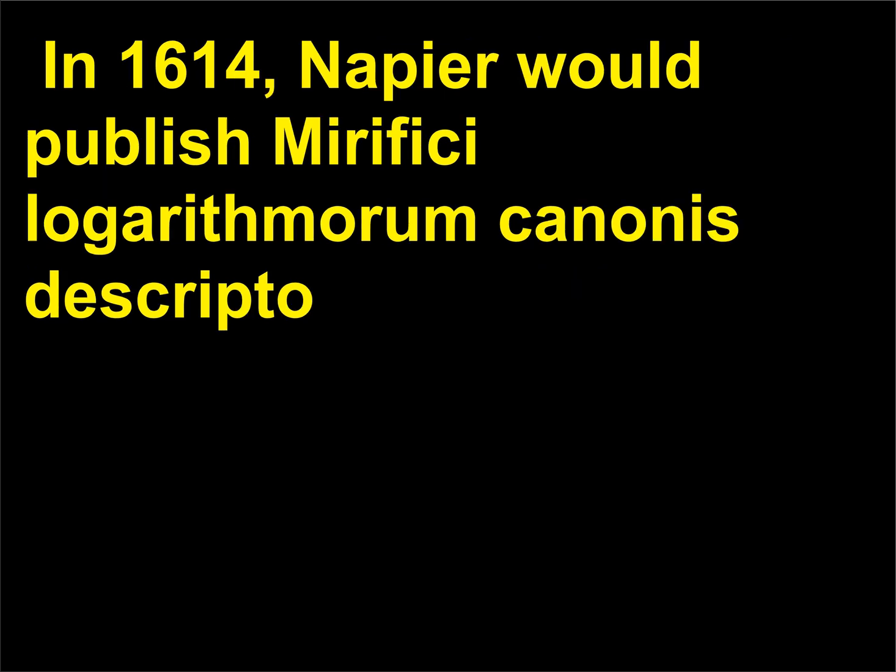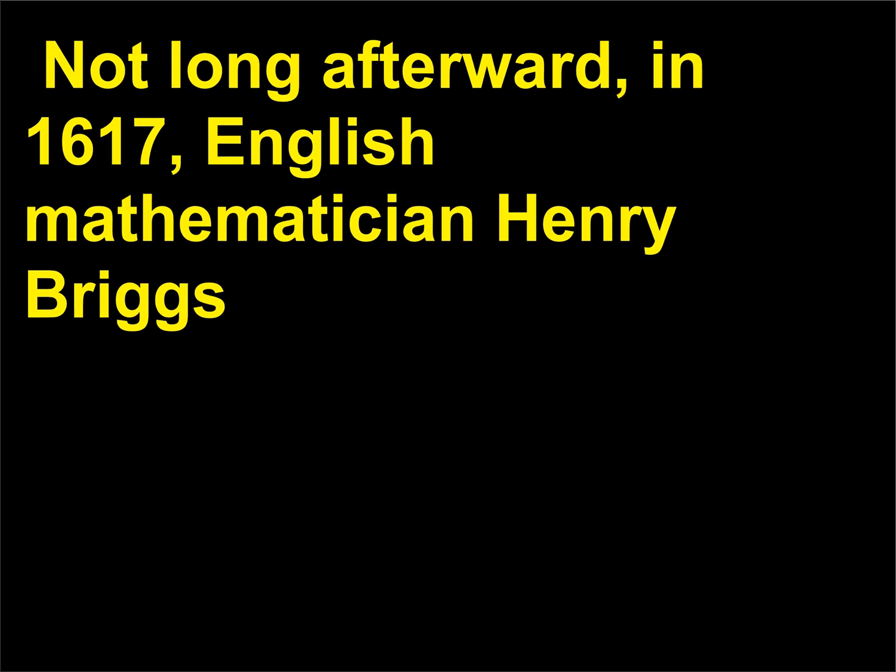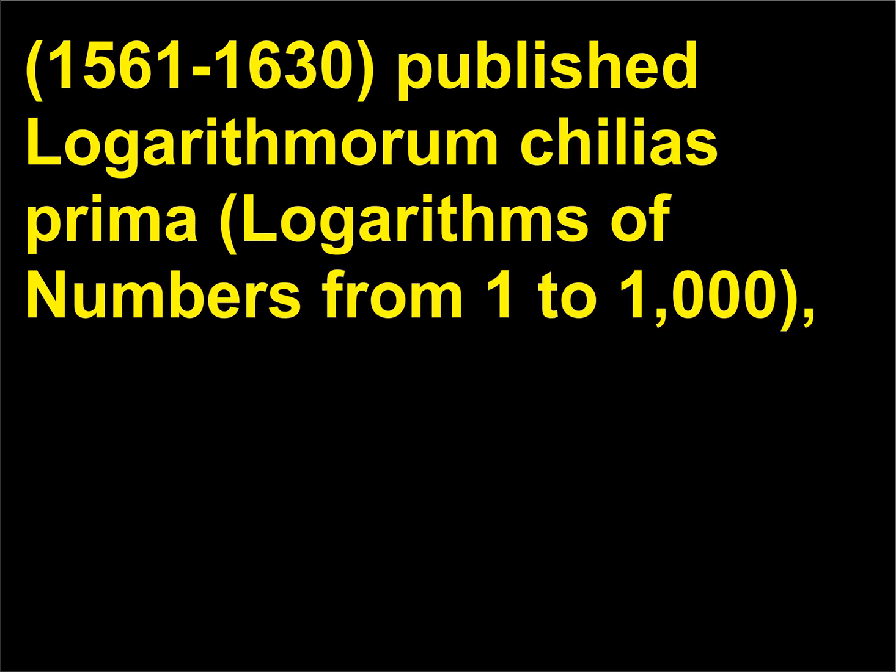In 1614, Napier would publish Mirifici Logarithmorum Canonis Descriptio, Description of the wonderful canon of logarithms, which offered tables and rules for their use. Not long afterward, in 1617, English mathematician Henry Briggs, 1561 to 1630, published Logarithmorum Chilias Prima, logarithms of numbers from 1 to 1000.